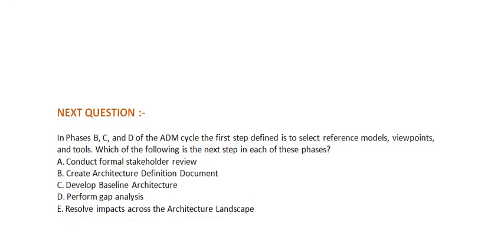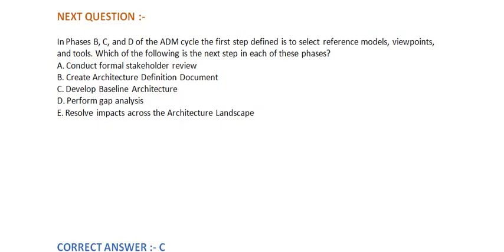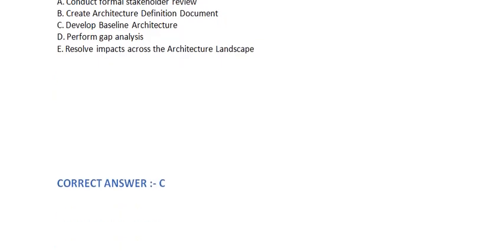Option A, conduct formal stakeholder review. Option B, create architecture definition document. Option C, develop baseline architecture. Option D, perform gap analysis. And option E, resolve impacts across the architecture landscape. And the correct answer is option C.